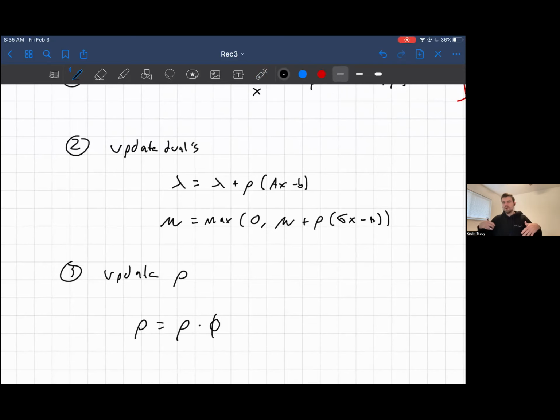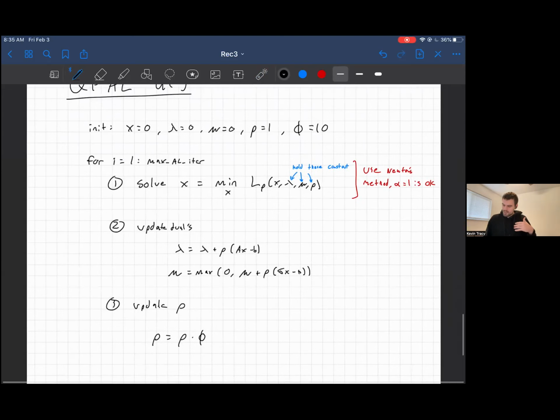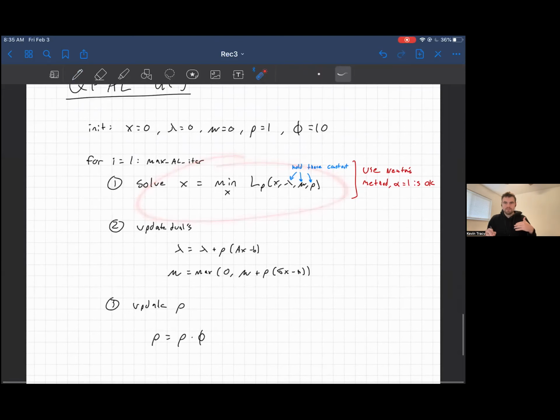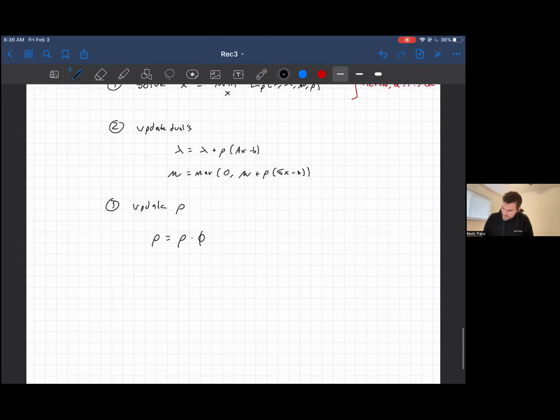So every iteration, we're going to solve this unconstrained augmented Lagrangian problem, solve for x, which is the minimizing argument of this right here, using Newton's method. Then we're going to update the dual variables. And then we're going to take our penalty and just multiply it by 10. And we'll say that we are converged when our equality constraints and inequality constraints are satisfied to some tolerance. So let me write out what that looks like.